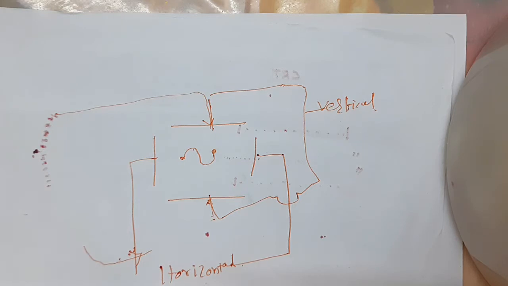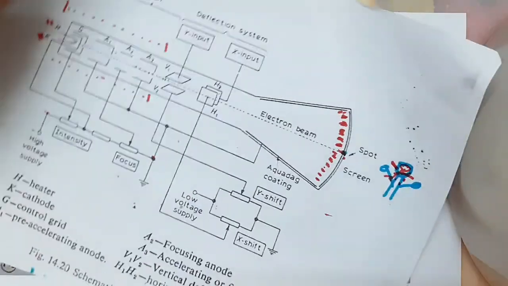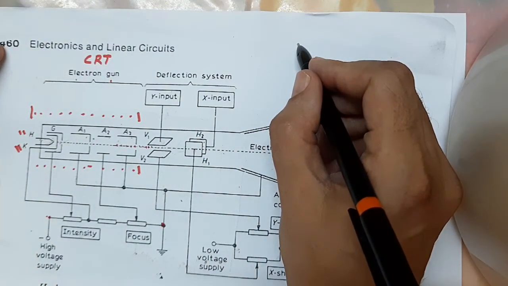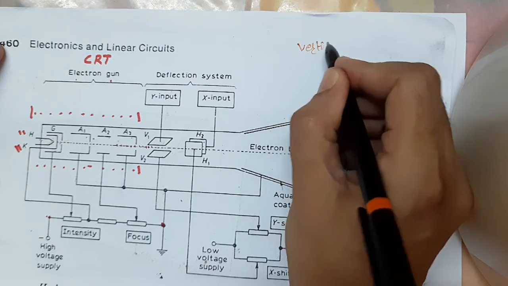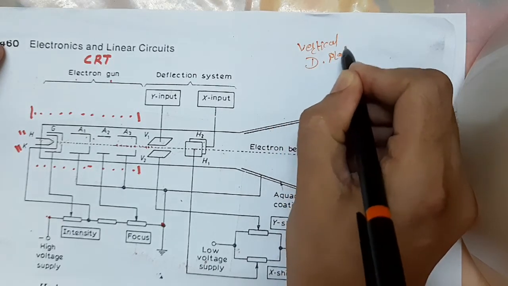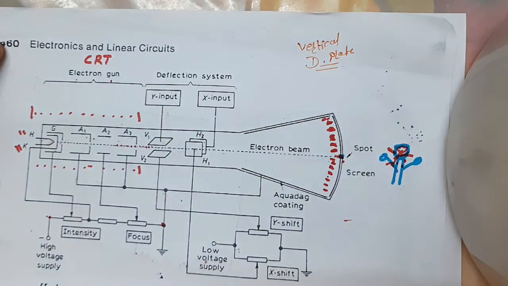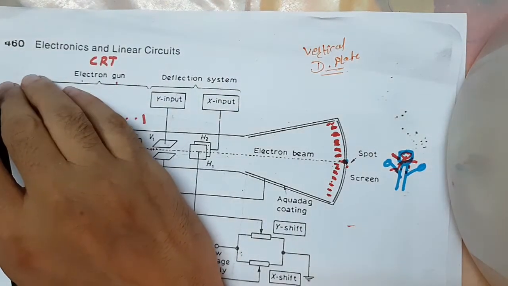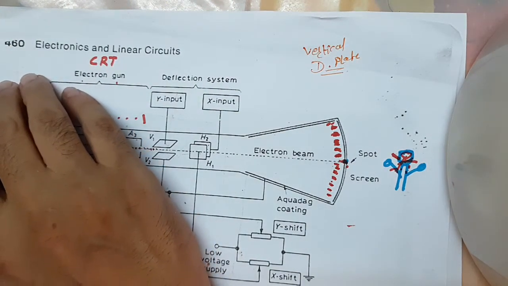But when we apply the unknown signal to the vertical deflecting plates, in the horizontal deflecting plates we know that there is a sawtooth wave generated from the sawtooth generator, and it is given to both the horizontal deflecting plates. But how does the sawtooth generator know when to generate the signal?